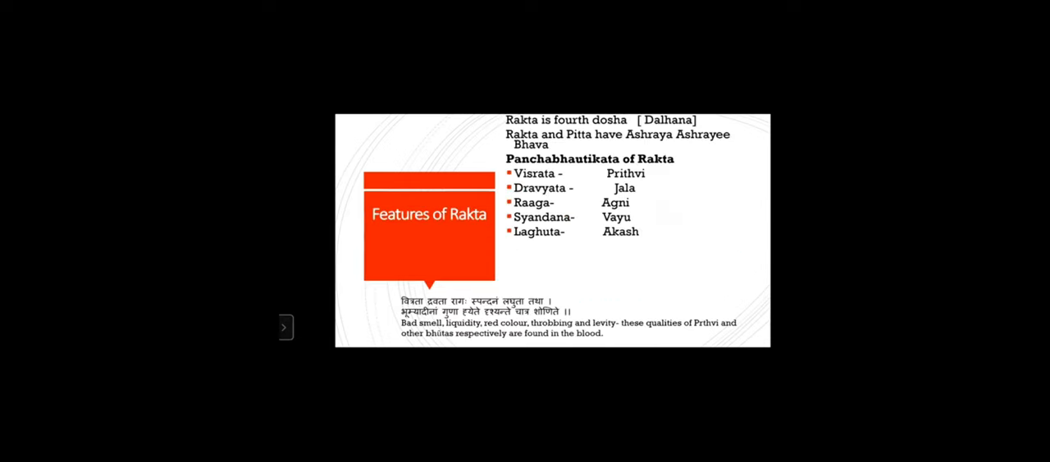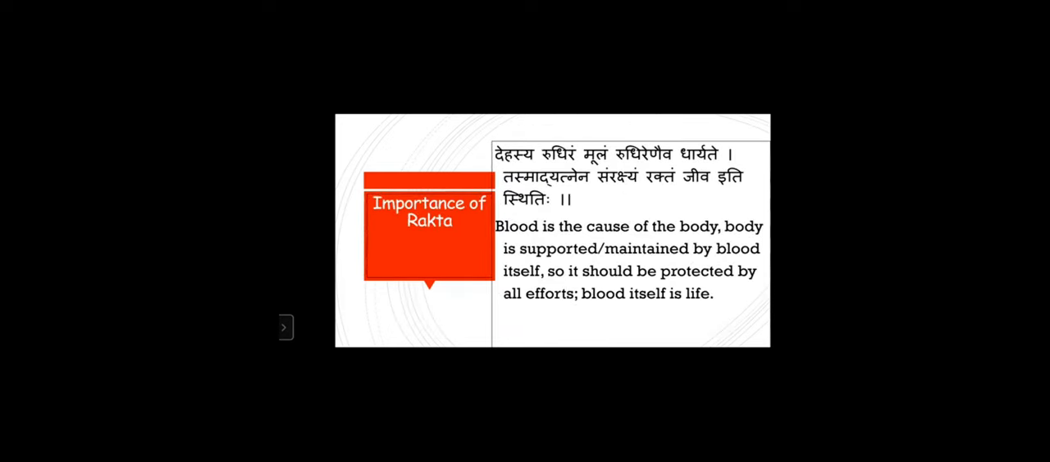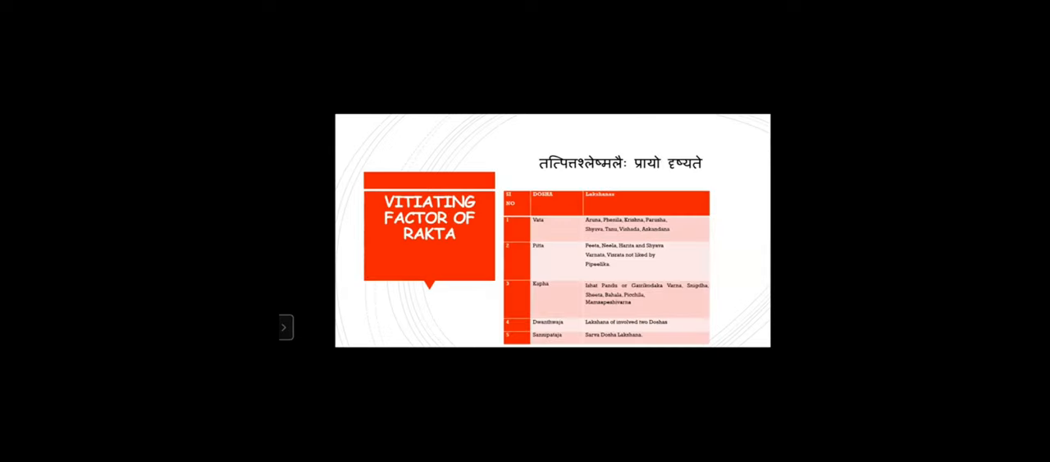Regarding the importance of Rakta, it is even compared as a dosha, like a fourth dosha, but it is given that much importance because of vitiation. All these doshas act through Rakta vitiation. Even the Panchabhautika nature of Rakta is given. Then, dehasya rudhiram moolam rudhireneiva dharyate, tasmad yatnena samrakshyam raktam jiva iti sthitih. You need to learn that sloka by heart, on the importance of Rakta. Then the vitiating factors and so on, just go through them.